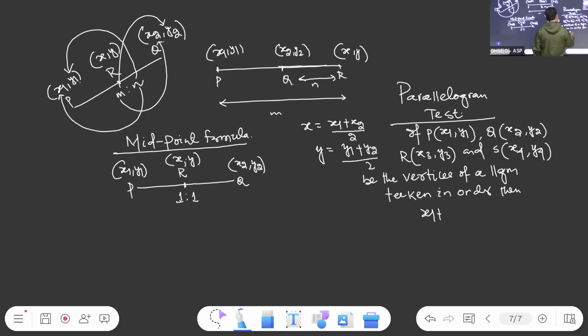x1 plus x3 is equal to x2 plus x4 and y1 plus y3 equals y2 plus y4. x1 plus x3 is equal to x2 plus x4 and y1 plus y3 equals y2 plus y4. Quickly note it down. I'll go to the next page.